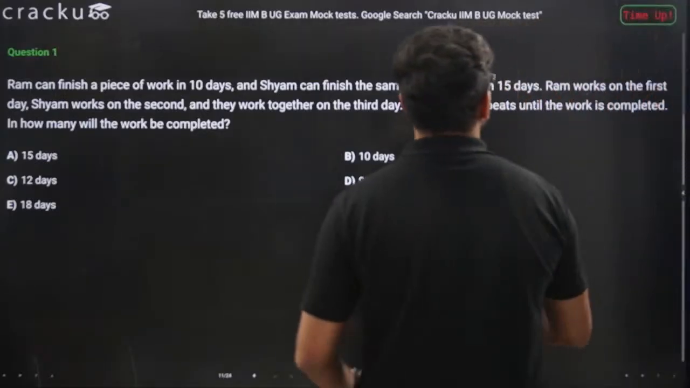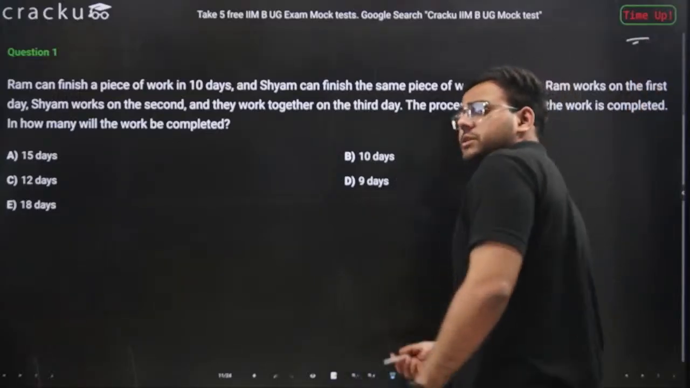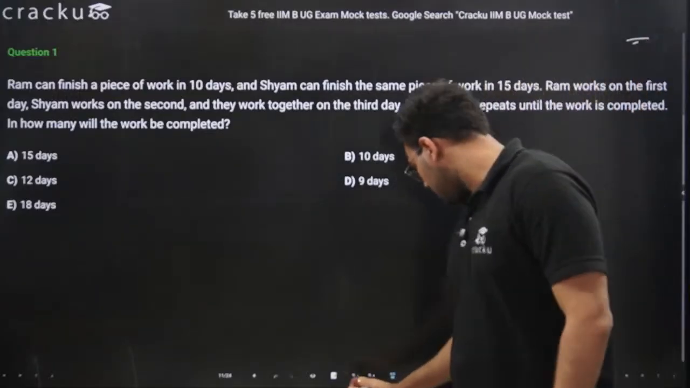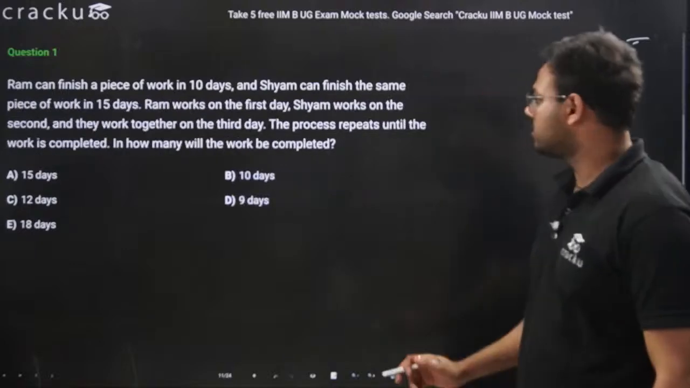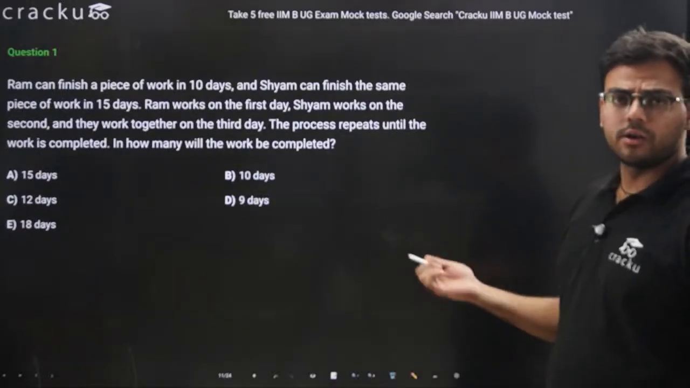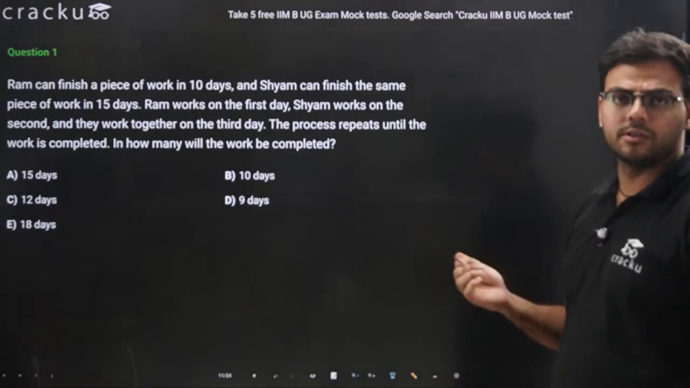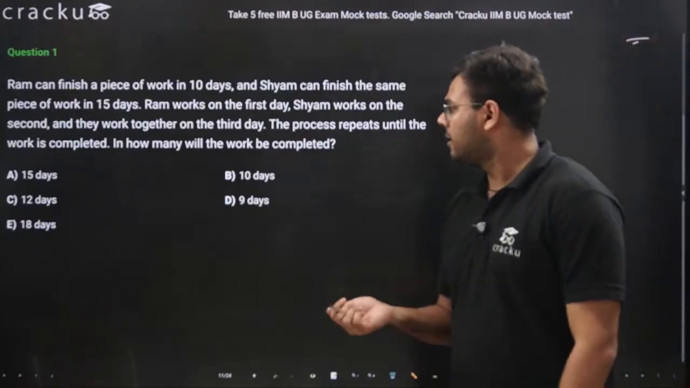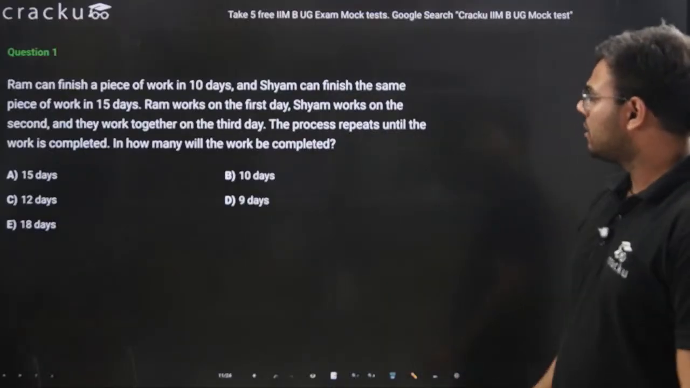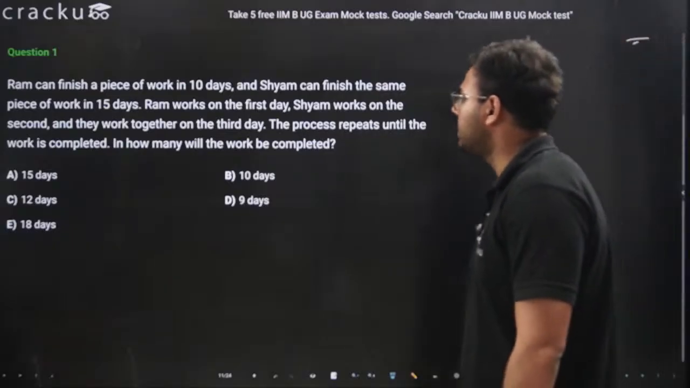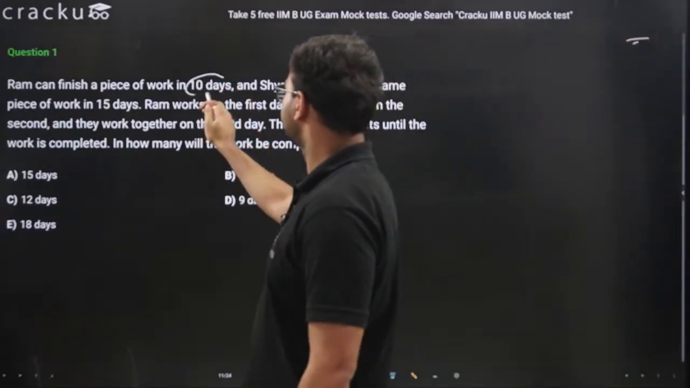So time is up. If you are able to solve this question, that is very good. You have a good grasp of the concepts, but these are good questions, not easy to solve. So if you are not able to solve this one, don't be demotivated. These are good questions. So it is given that Ram can finish a piece of work in 10 days.